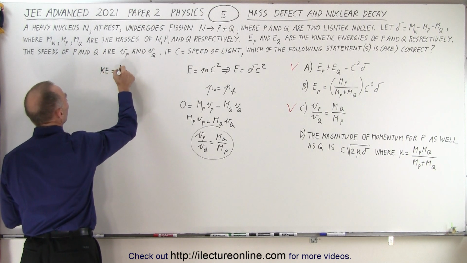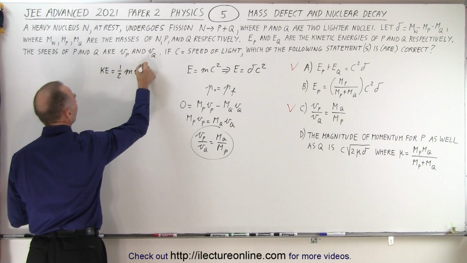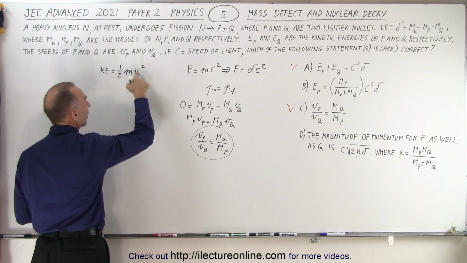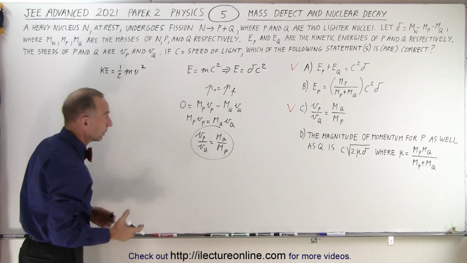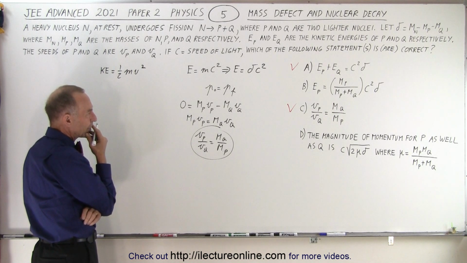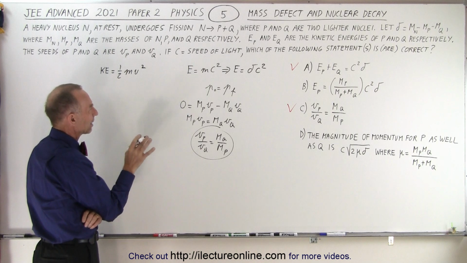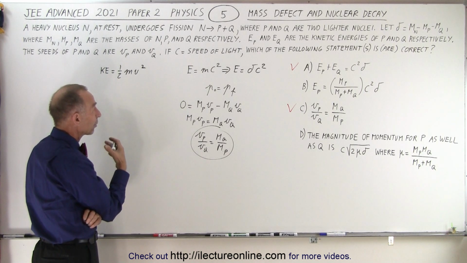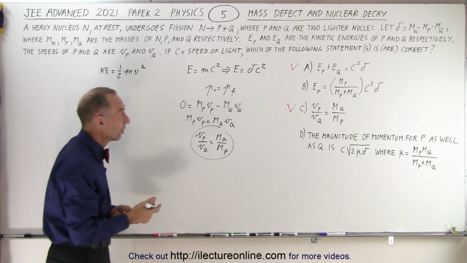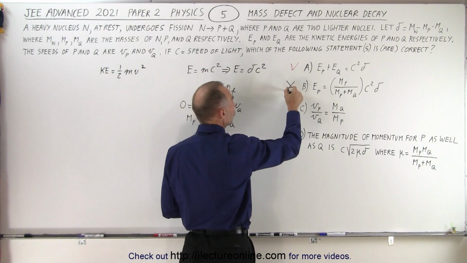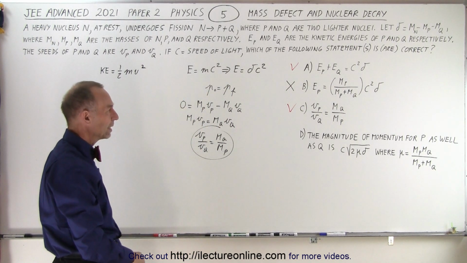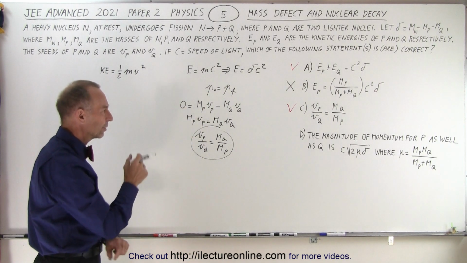definition, is equal to 1/2 times the mass times velocity squared. And notice if the mass is smaller, then the velocity will probably be bigger because of this relationship right here. So I would say that B cannot be correct, because it's simply not a result of their respective masses, but also of their velocities. So I'd say B would not be a good choice. How about D? The magnitude of momentum for P as well as Q is equal to that.